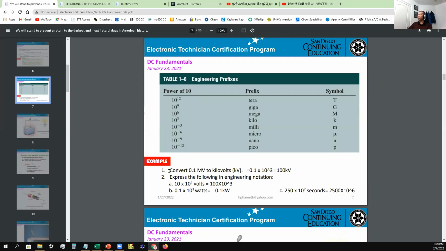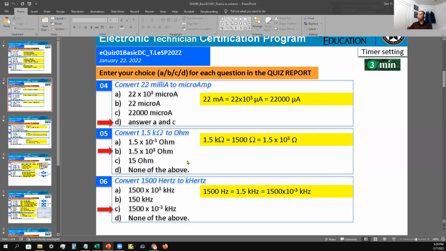Just follow here and do some of these practice exercises. There are plenty of resources on Google. You can Google how to do scientific notation and they'll teach you more on how to convert those numbers into scientific notation. Okay. Let me minimize that out of the way. Any questions on number 4, 5, or 6?